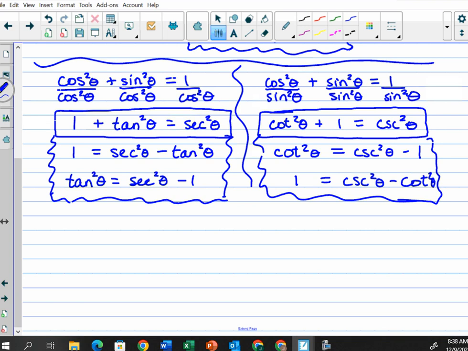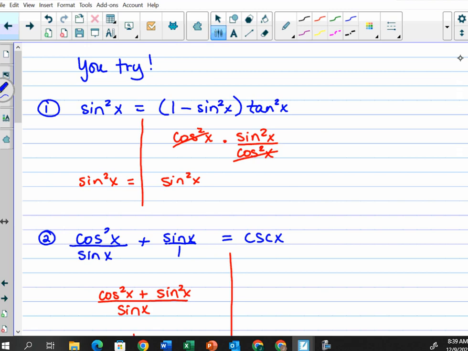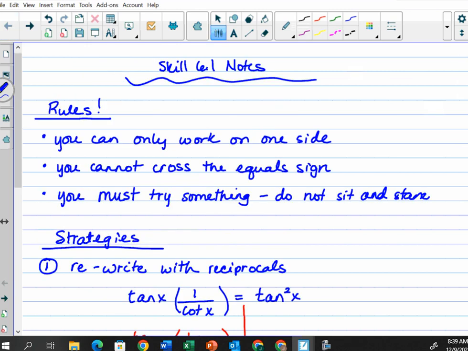I think we're done. How many times do you write this? In a day or in my life? It's my 19th year teaching pre-calc. I've written it a lot. Cotangent squared.